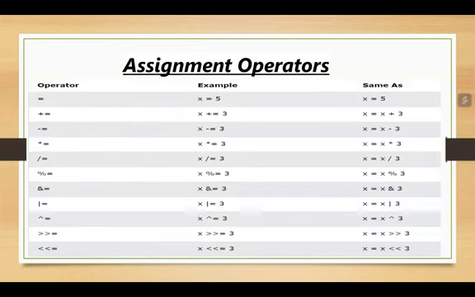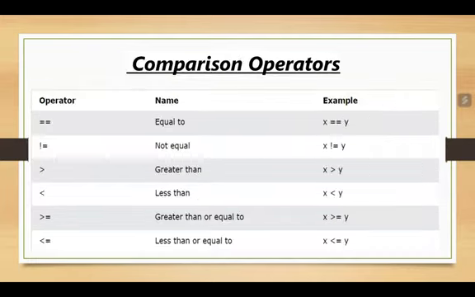Coming to assignment operators, which are equals, plus equals, minus equals, multiply equals, and divide equals. Here we can see some examples: x equals 5, and x plus equals 3, which is x plus 3.